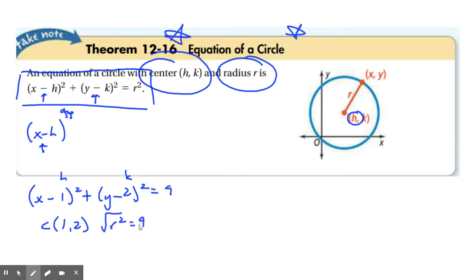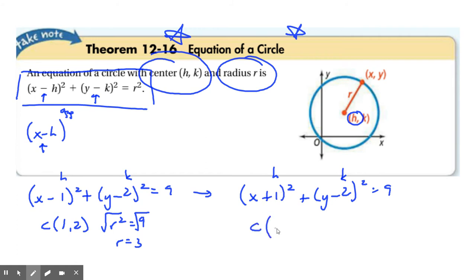So to find the radius, we simply take the square root, and the radius would be 3. Now, what about this one? What if it was x plus 1 squared plus y minus 2 squared equals 9? Well, now this is your h and that's your k, but now it says plus 1. So now your center is at negative 1, 2. Notice it's opposite of what it says in the formula. And your r squared is still 9, so you take the square root and r is 3.